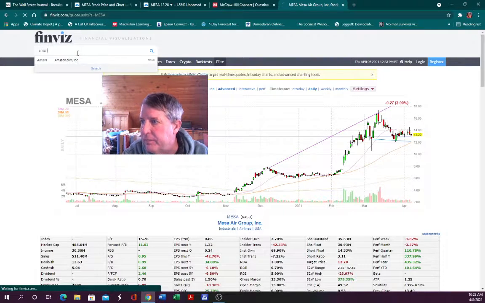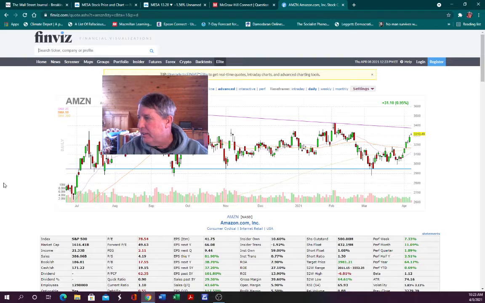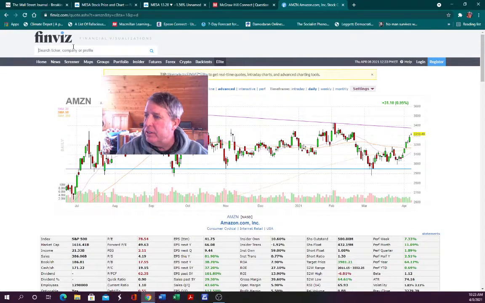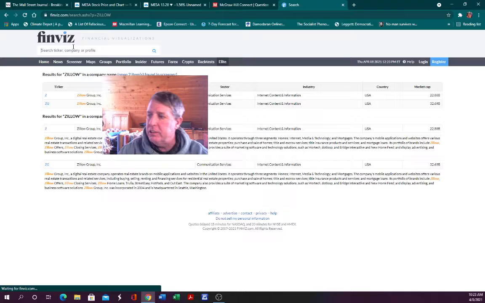I can show you a company like Amazon that I would say is a Ponzi scheme. They've been trading right about in this trading range for a while, but you can see it's getting frothy again. I would be selling it, but the PE is 78. That's way high. But the real PE, because this EPS number is not real in my opinion, is somewhere in the thousands.